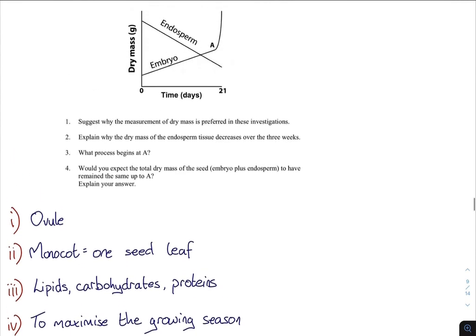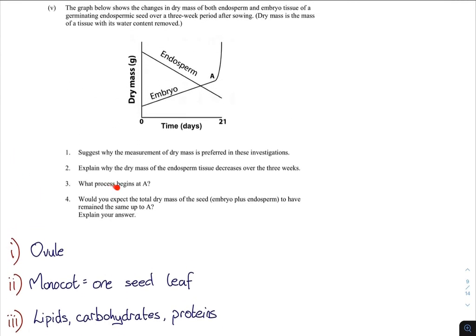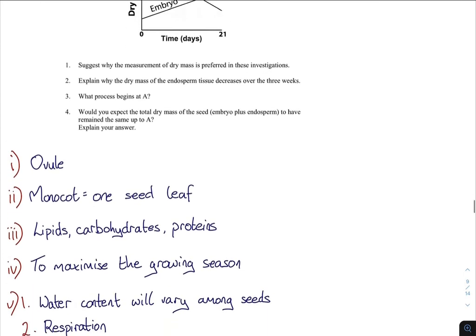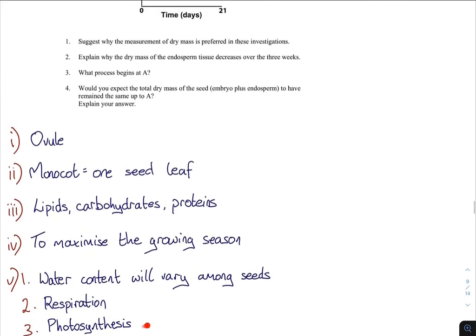Part 3. What process begins at A? So you can see the endosperm is decreasing, the embryo is getting bigger, which makes sense. But then, once we get to a certain point, the embryo shoots up in dry mass. What is happening there? Photosynthesis, which we have over here.